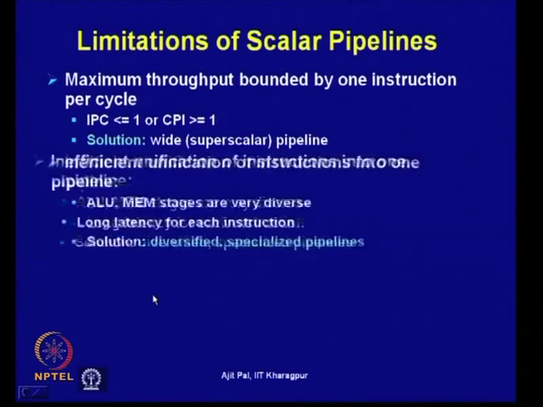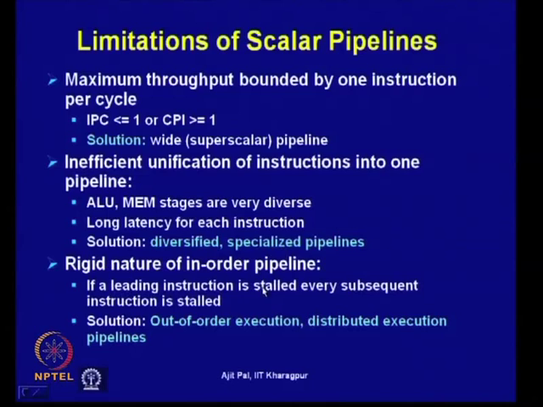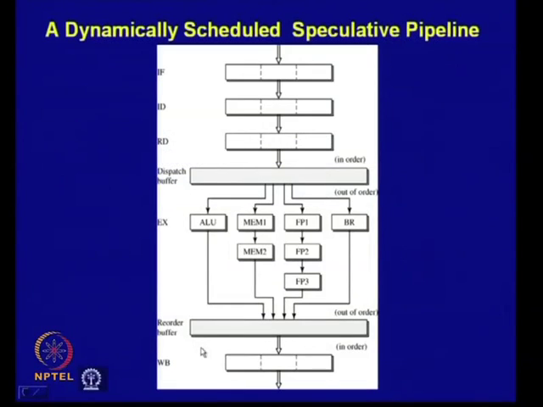And another limitation that we have seen is because of the rigid nature of the in-order pipeline. This problem can be overcome by having out of order execution and a distributed execution pipeline, as you can see here. However, this will require a dispatch buffer, that means a multiple entry buffer where the instructions will be temporarily stored. Through this dispatch buffer you will be storing multiple instructions, and the order in which the instructions are issued from the dispatch buffer may not be the same as the program order. That means from the dispatch buffer instructions will be issued out of order.